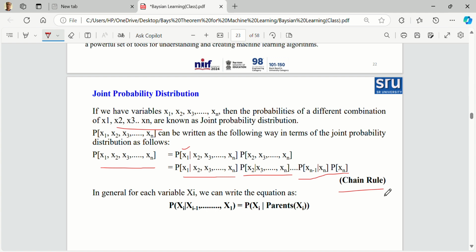And this is the process of another concept that is called the Markovian rule. In general, for each variable xi, we can write the equation as probability of xi given xi minus 1 to x1, which is equal to probability of xi given parents of xi. What are the parents? xi is one of the elements, and the parents are the other variables that xi depends on.